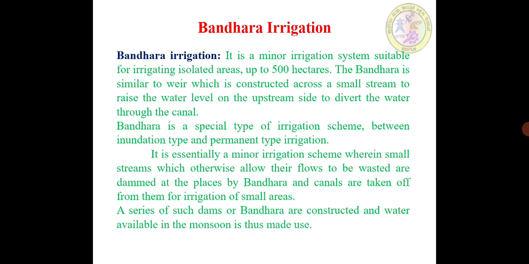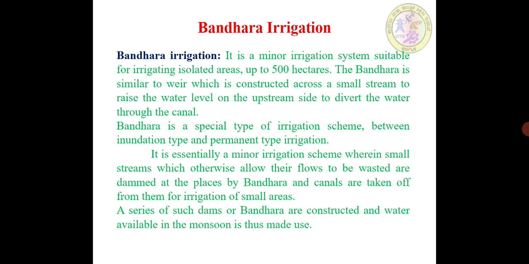Next, we will move on to Bandara irrigation. Bandara irrigation is a minor irrigation system suitable for irrigating isolated areas, say up to 500 hectares. The Bandara is similar to a weir, which is constructed across a small stream to raise the water level on the upstream side to divert the water to the canal.